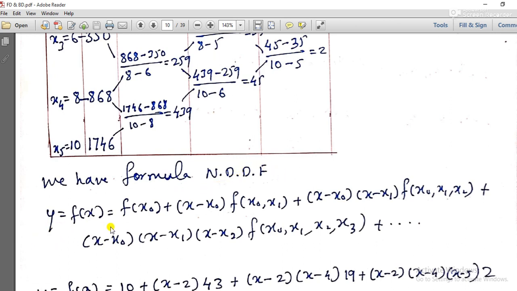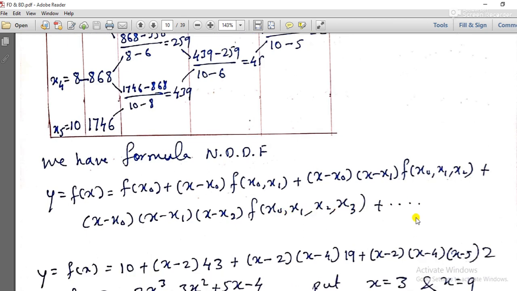The formula is y equal to f of x is equal to f of x0 plus (x minus x0) into f of x0 comma x1, plus (x minus x0) into (x minus x1) into f of x0 comma x1 comma x2, plus (x minus x0) into (x minus x1) into (x minus x2) into f of x0 comma x1 comma x2 comma x3, plus so on.